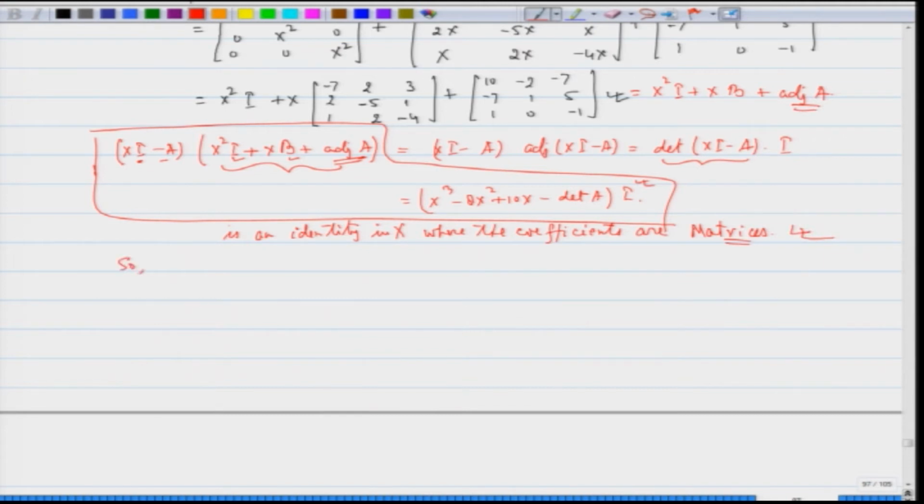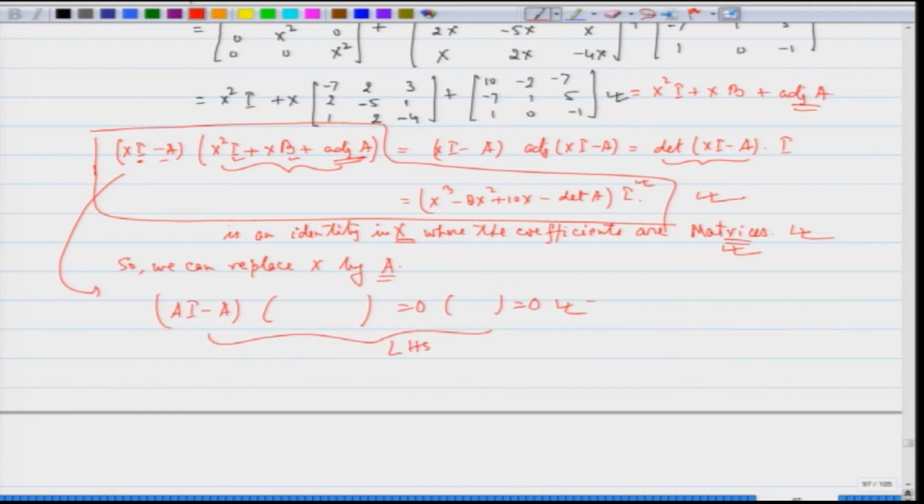Since it is an identity in matrices, we can replace x by A itself, all right. If I do that, then I am going to get A times this times A into something which will be 0, times something which will be 0, fine. So, the important thing here is that in this expression, since this is an identity in x and the coefficients are matrices, I am allowed to replace x by the matrix A, fine. And therefore, this is the left hand side.